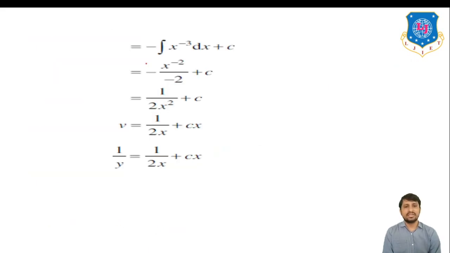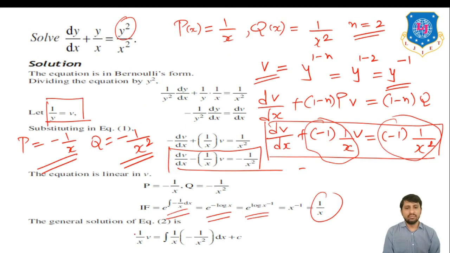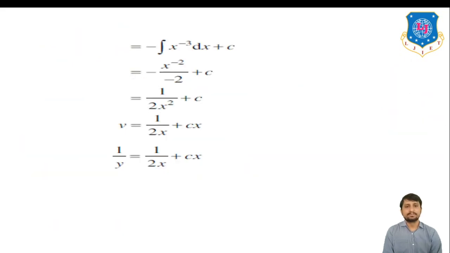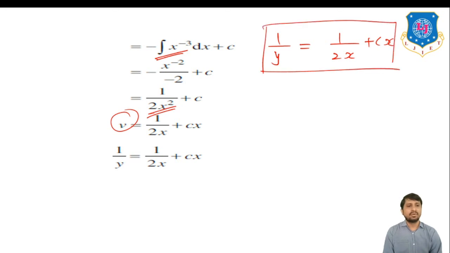So the general solution is (1/x) into v, integrating factor into v, equal to the integral of integrating factor 1/x into Q, which is -1/x², dx. Integration is very simple: minus the integral of x^(-3), that is x^(-2)/(-2), so 1/(2x²) plus c. So 1/(2x) + cx, right? Now put the value of v, that is 1/y. So the final answer is 1/y = 1/(2x) + cx. Okay, this is my final answer for the Bernoulli differential equation.